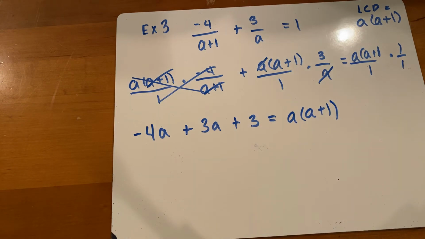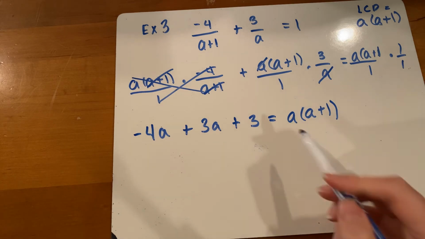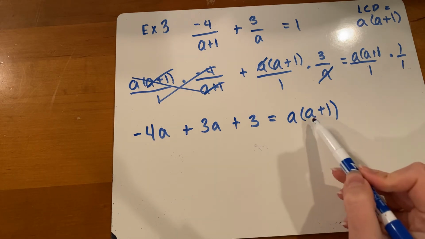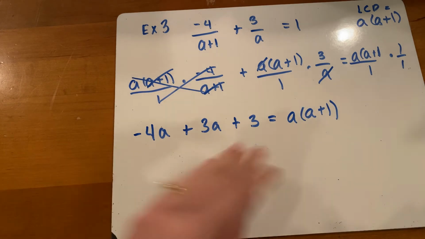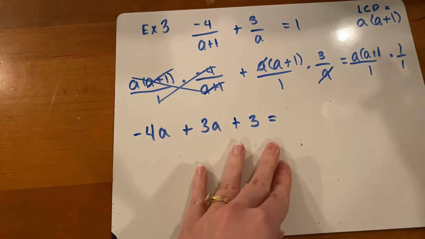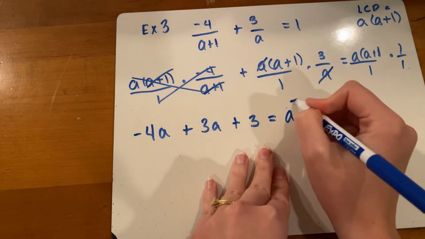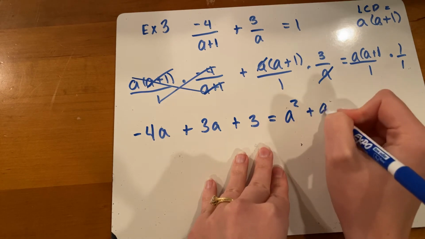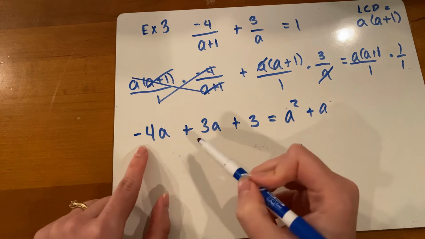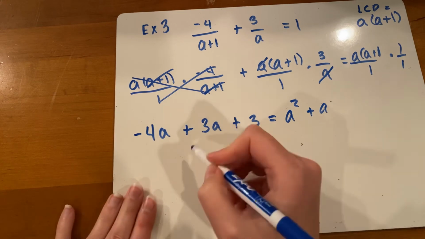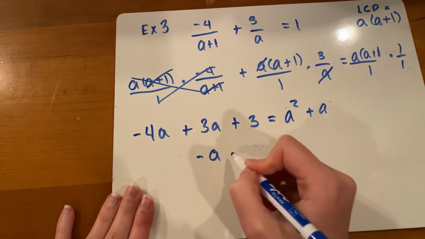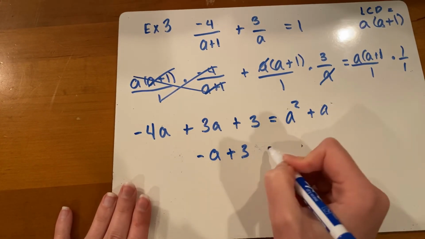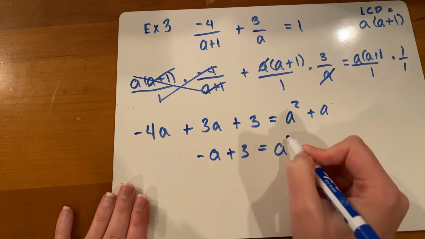And that should be our line. And now we're going to go back through and add together our like terms. Just to multiply this out, a times a is a squared plus a, because a times 1 is just a. So over here we now have a squared plus a. Bringing together our like terms, -4a plus 3a is just going to be -a plus 3.